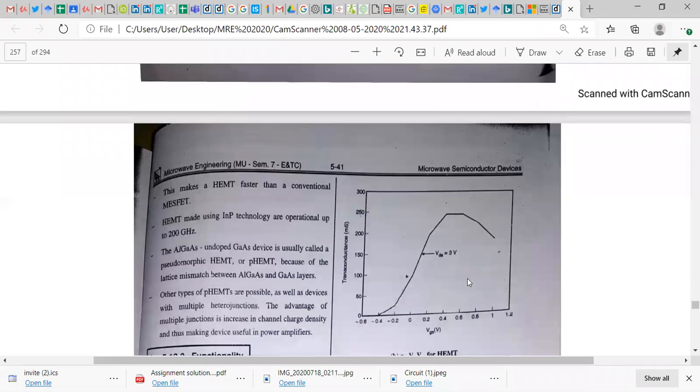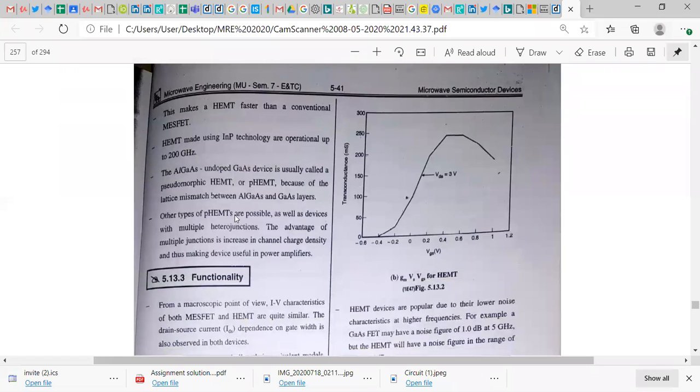This makes HEMT faster than a conventional MOSFET. HEMTs made using InP technology are operational up to 200 GHz. The aluminum GaAs under GaAs device is usually called a HEMT. Other types of HEMTs are also possible, as well as devices with multiple heterojunctions. The advantage of multiple junctions is an increase in channel charge density, thus making the device useful as a power amplifier. This was the operation of HEMT.